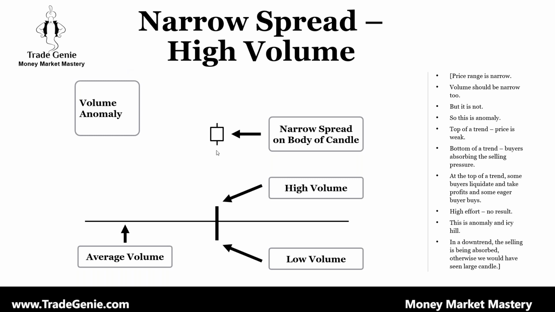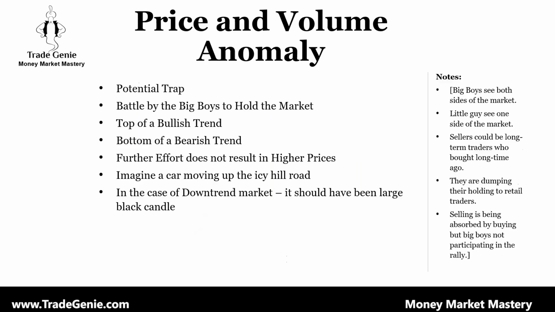If the market was downtrending, this is bullish. If the market was uptrending, this is bearish. So this is the same white bar, and it could be bullish or bearish, depending on what happened before and what the volume is telling us. When you combine all that, then you come up with the decision. Here it could be the bottom of a bearish trend, and further effort does not result in higher prices. Or it could be the top of a bullish trend, where further effort does not result in higher prices.